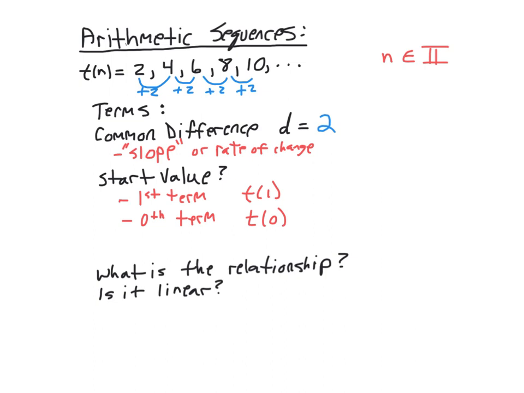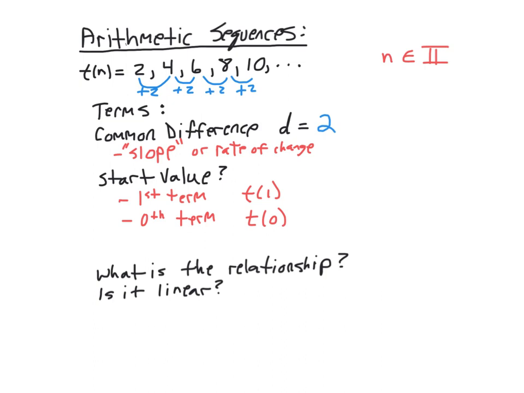What is the common difference between subsequent terms? In this case, I'm just looking for that rate of change. In this case, 2. But instead of using m for slope, we call it common difference and use the letter d. And in this case, it's plus 2.